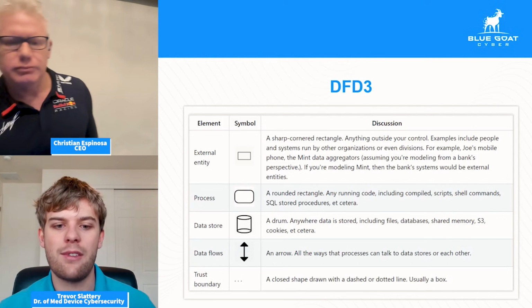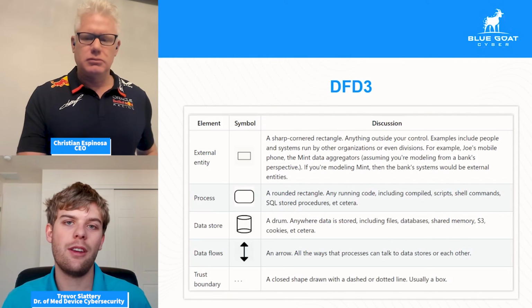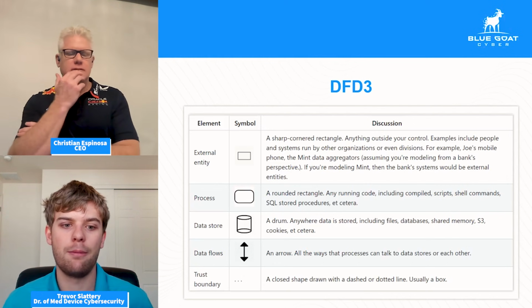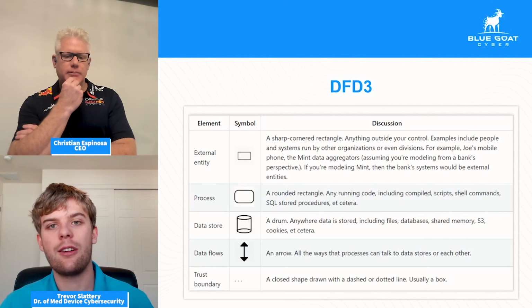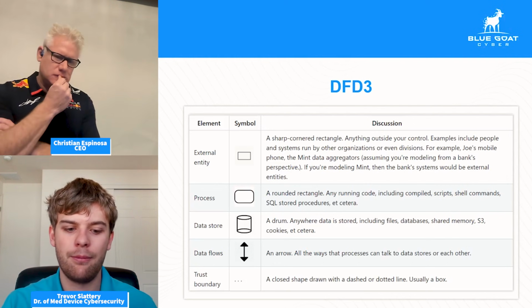Data flows are represented by an arrow. It's important to pay attention to which direction the arrow is pointing, if it's bidirectional or one directional, showing which way the data is flowing and what data is passing through. Finally, we look at the trust boundary. That's just a closed shape with dotted or dashed lines, and that represents anything inside of that closed shape being safe under that trust boundary.